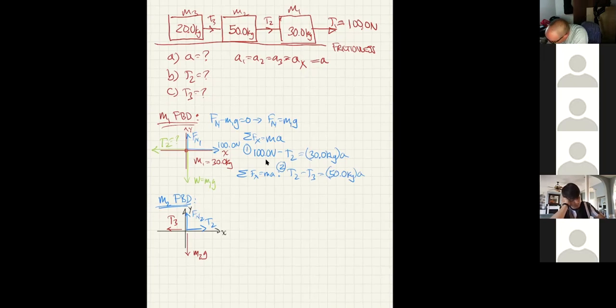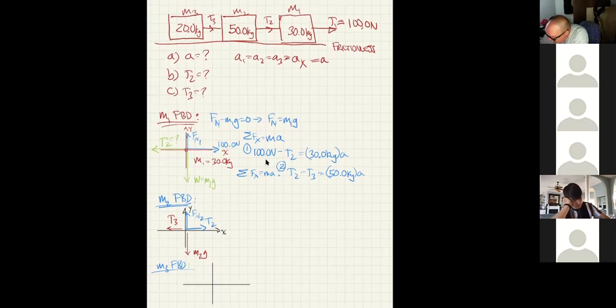Okay. Now I'm going to say M3 free body diagram. Draw my coordinate system again. I'm going to draw it here, say. And that's my y-axis, and that's my x-axis. Oh, I had a mass there too. This was M2 equals 50.0 kilograms. This one's M3 equals 20.0 kilograms.